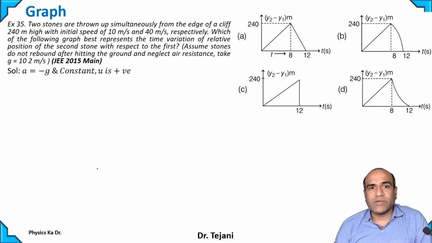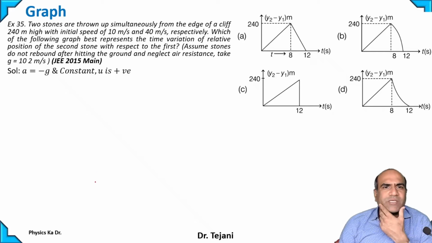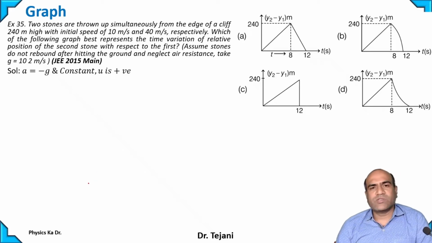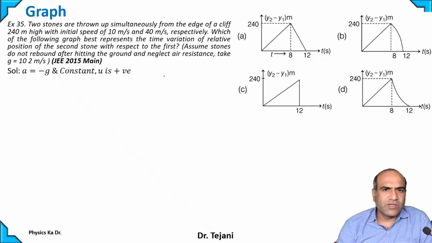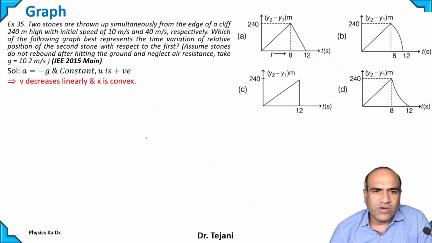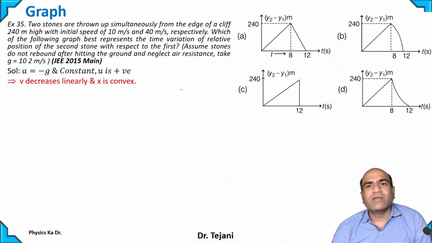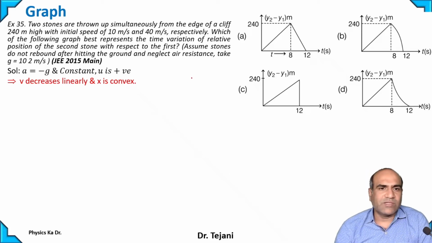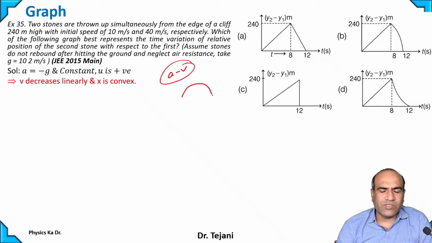Oh, let's solve it. So acceleration is constant, negative g, and u is positive. Initially, stones are thrown with velocity, both positive. So velocity decreases linearly, and x becomes convex because here acceleration is negative, so this shape should be convex, right?